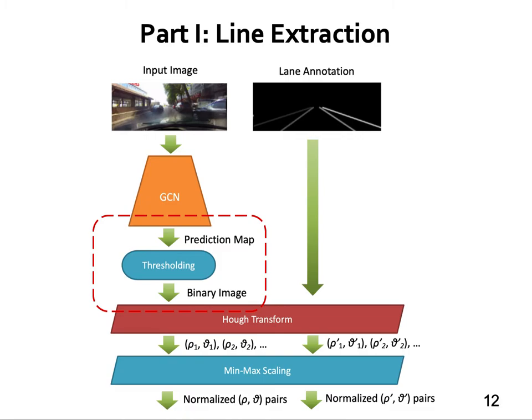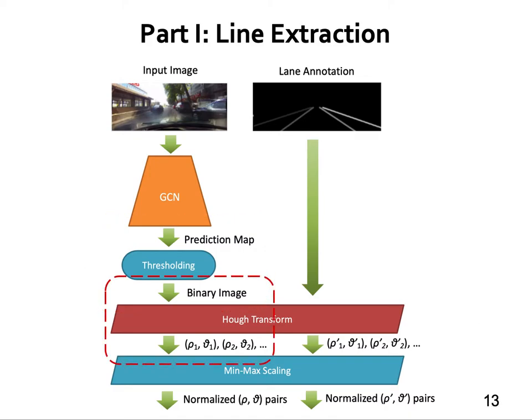After we get the pixel-level probability map, we use thresholding to get a binary map where each pixel is either 0 or 1, which refers to the background or foreground pixels. The foreground pixels are the detected lane lines.